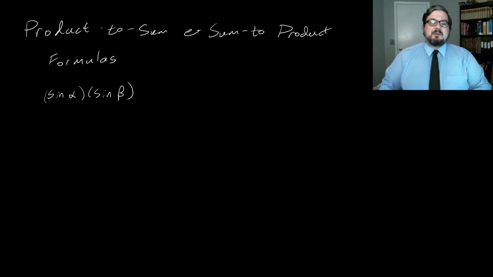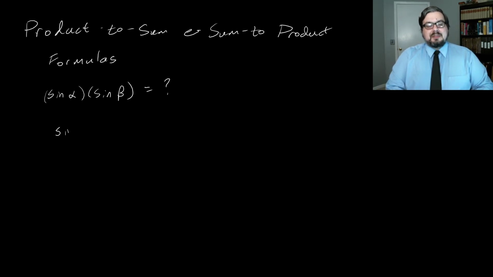So let's imagine that we wanted to get an expression involving sine alpha times sine beta. Let's say we've got this sort of situation. We've got two trigonometric functions of different angles, and we want to find a new way of expressing them. Well, one way that we can get at that is in the following way.